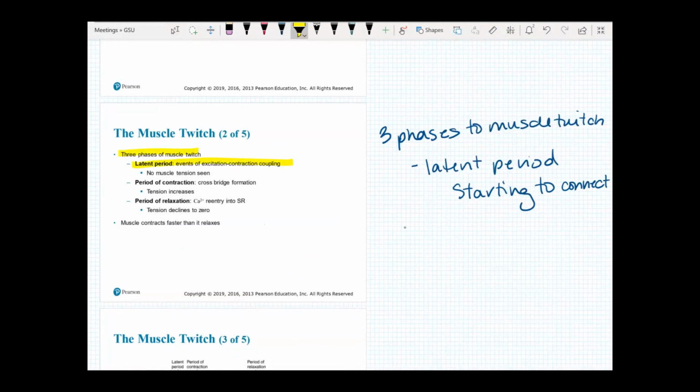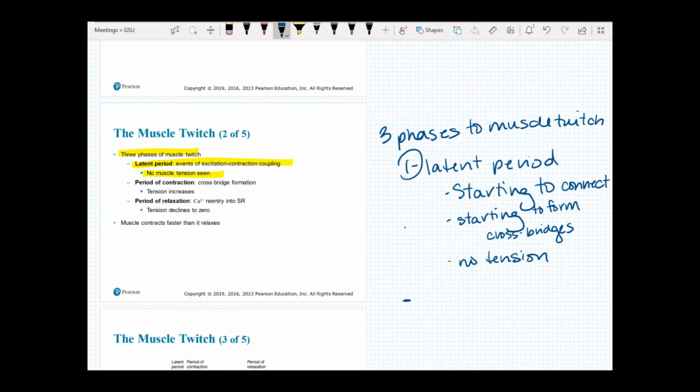In the latent period, this is where you're going to have cross-bridge cycling. Your excitation contraction has occurred, but you're starting your cross bridges. So you haven't started breaking them. You're starting to form your cross bridges. So your actin and your myosin are connecting, but they haven't pulled and they haven't slid yet. So therefore, there's no tension. No work is being attempted.